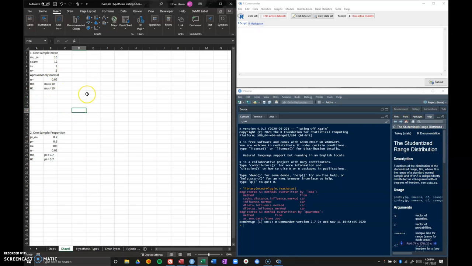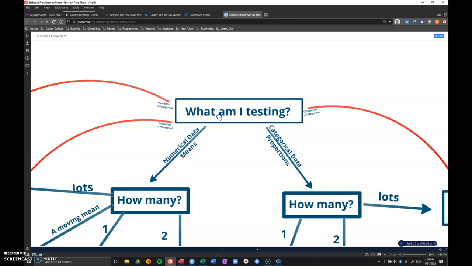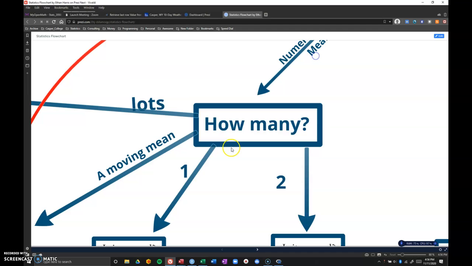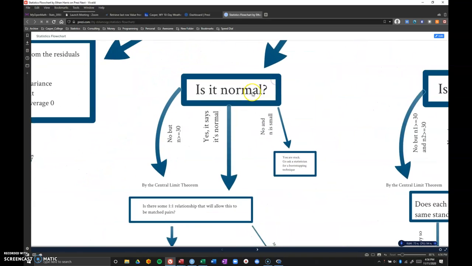Okay, so the first thing we need to do is determine what type of data we are dealing with. This one's pretty easy because it tells us that we're dealing with means. But let's go ahead and grab Prezi so that we can look at this. This flowchart is connected onto our website. It's inside of the stat toolbox, so you can go there and look for it. We start off with the first question: what am I testing? We're dealing with numerical means. How many? In this section, we're only dealing with one mean at a time, comparing it back to a hypothesized value.